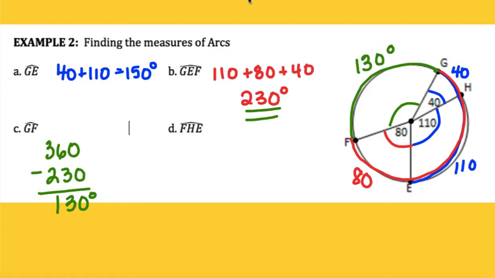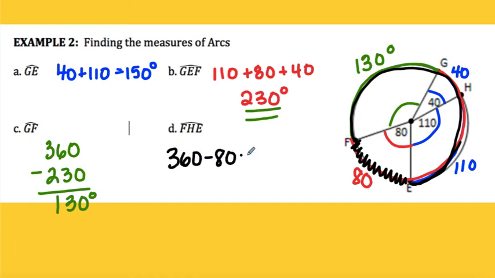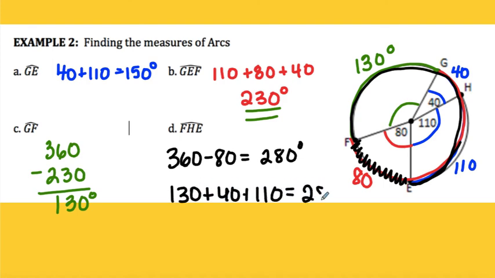Okay, last one. I'm going to have to do something with all of that. FHE. So FHE is from F towards H all the way around to E. It's a major arc. So you have two options. I see that what's left is 80. So I could do 360 degrees minus 80, which would give me 280 degrees. That's an easy way of doing it. Or I could add 130 plus 40 plus 110, which would also give me 280.